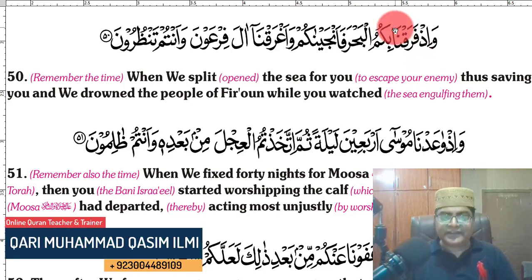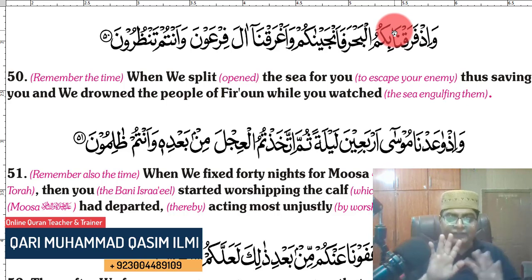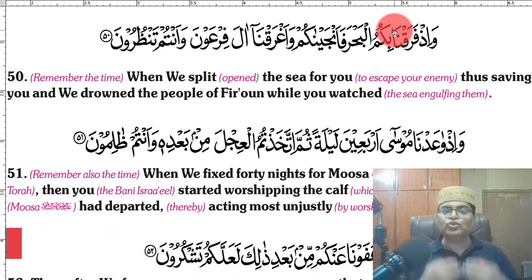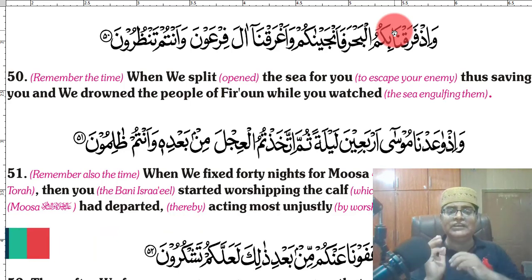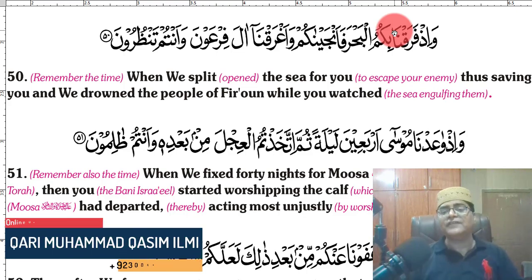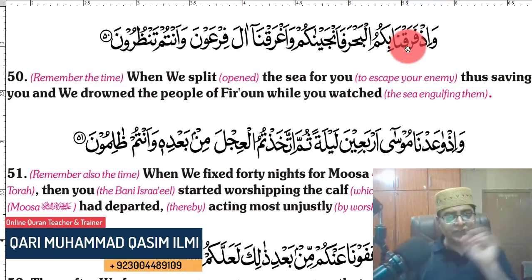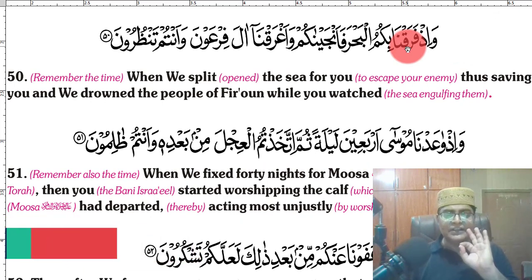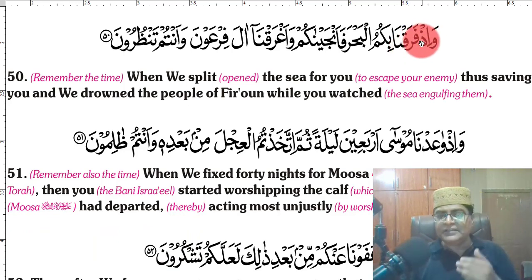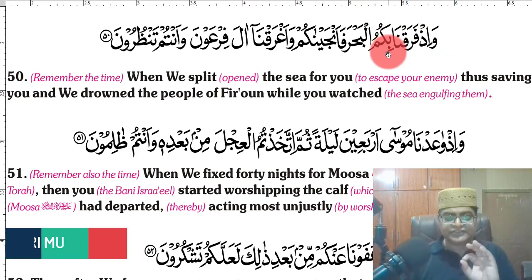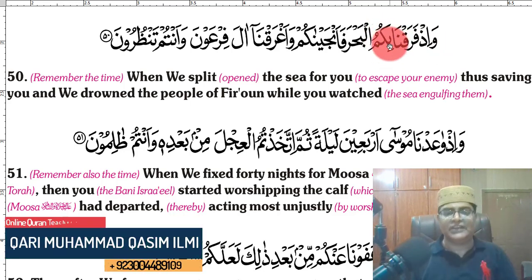This is the qalqala letter. There were 5 qalqala letters: qutbu jadin. When they have a jazm sign over there, we will read them with the echo sound. So the qaf is one of them. You will read with echo sound. Both are the same, both are the correct sound. Wa idh faraqna, you will stretch a little bit because this is the alif madda.